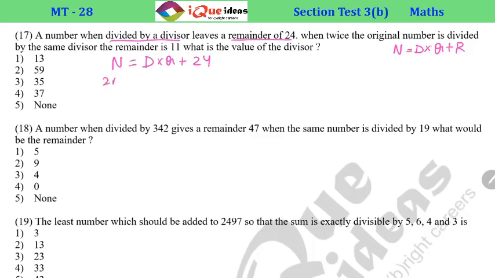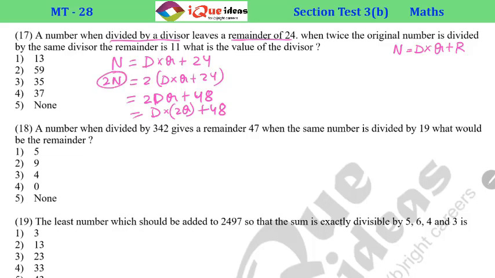So first of all, let's take twice the number. Twice the number will be equal to 2 times d into q plus 24, all right, and it is equal to 2dq plus 48, all right. So here what we are getting is, if I take d out, it is d into 2q plus 48. But it also says that when this number is divided by the same divisor d, there must be some quotient and the remainder should be 11, right?